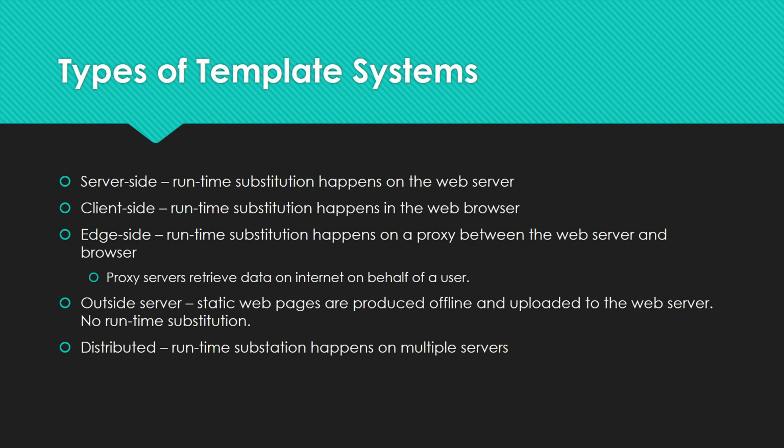And then there's edge side. In this case, runtime substitution happens on a proxy between the web server and the browser. So basically, a proxy server is kind of like an intermediary spot. Your computer can ask the proxy for something, and the proxy goes to the web page, retrieves it, and then gives it back to your computer.